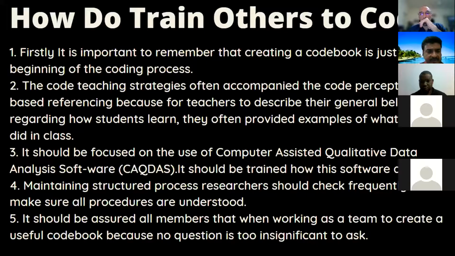Number three, it should focus on the use of computer-assisted qualitative data analysis software. It should be trained how this software is applied. Number four, maintaining a structured process, researchers should check frequently to make sure all procedures are understood. Number five, all members should be assured, when working as a team to create a useful codebook, that no question is too insignificant to ask.